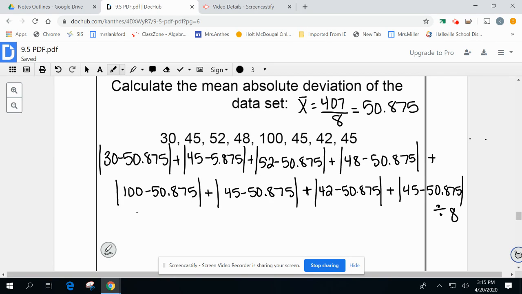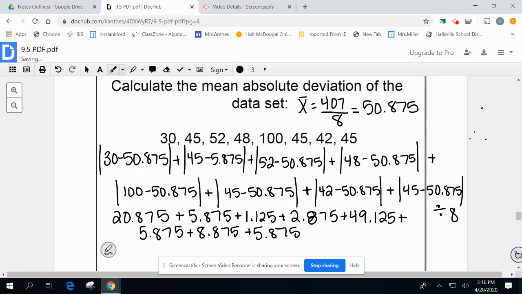So the next thing I need to do is go through and subtract it. And remember, if it was negative, it becomes positive. So for this first answer, 30 minus 50.875 actually equals negative 20.875, but I'm going to go ahead and make it positive. So 20.875, and then I'm going to go through and just subtract each one and write that down.